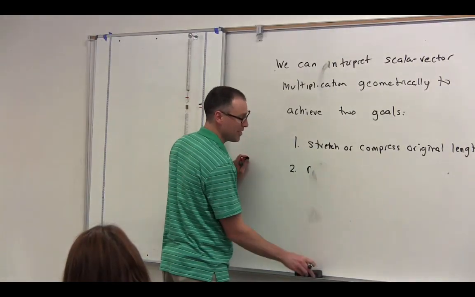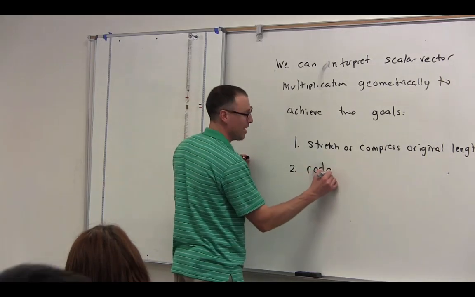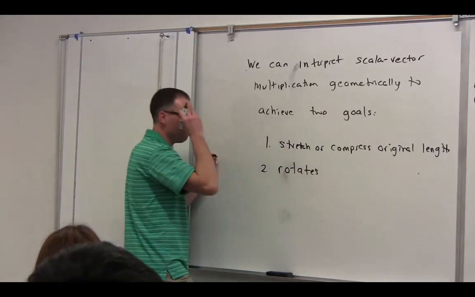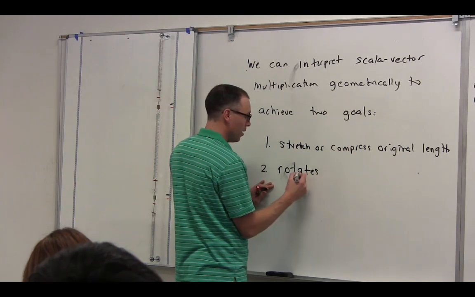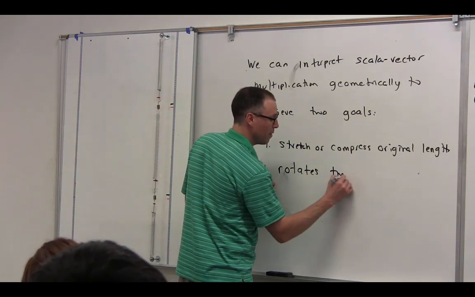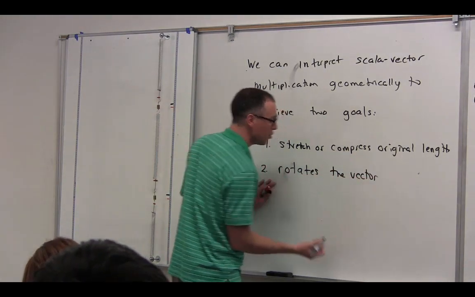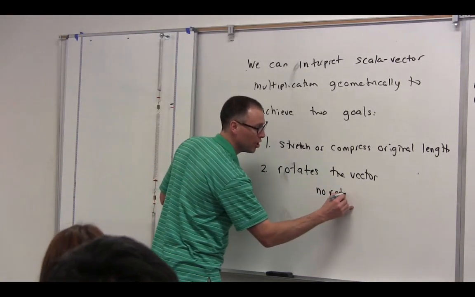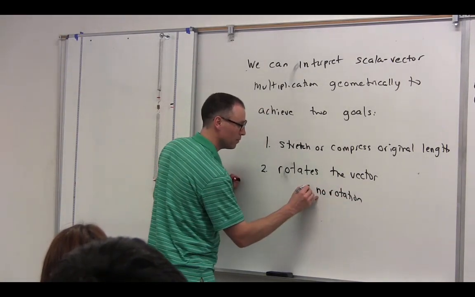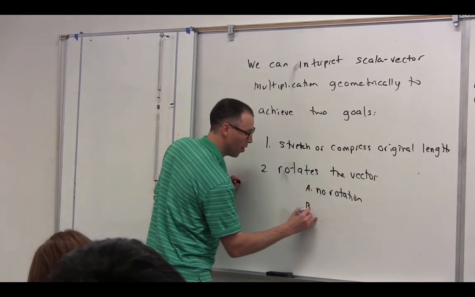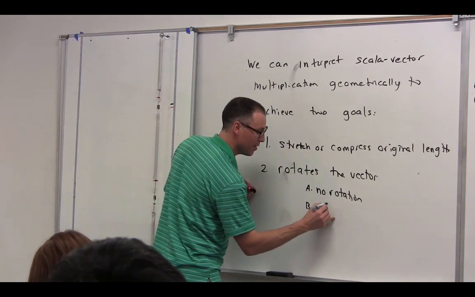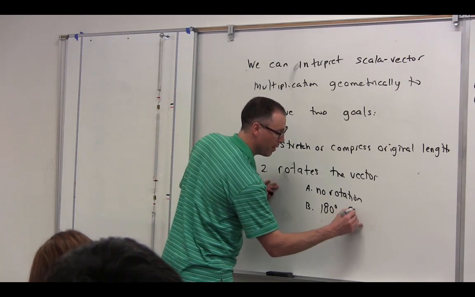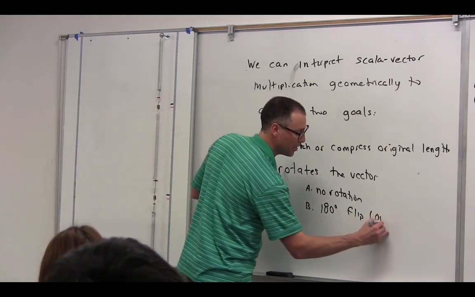So the other thing that scalar vector multiplication does is that it rotates. And we're going to see that this is the same thing that happens in inner products. It's the same thing that happens in matrix vector multiplication. So this rotates the vector. And in this one, it's the least interesting rotation, either no rotation or what? Yeah. So, or 180-degree flip. I call that opposite orientation.